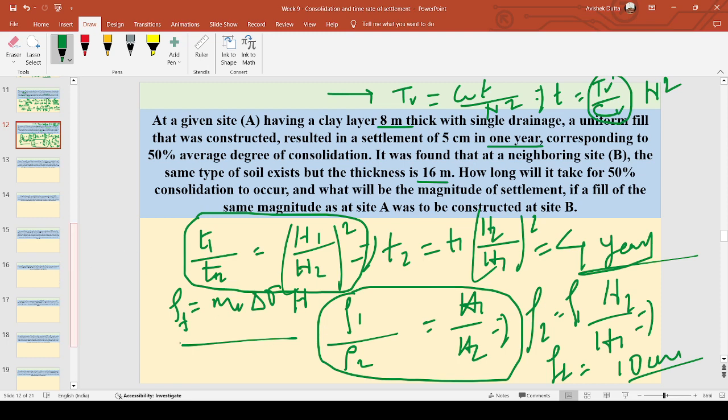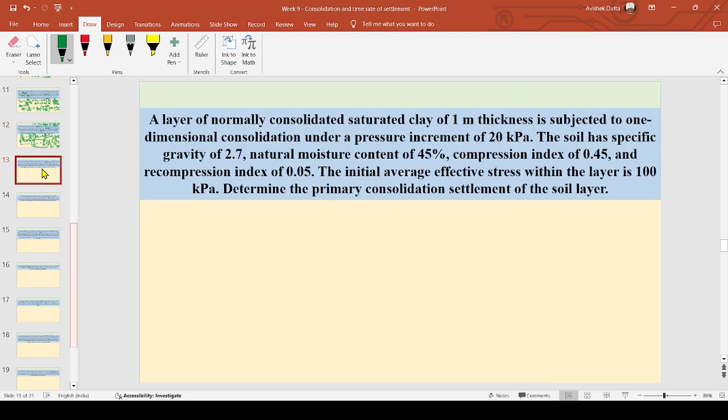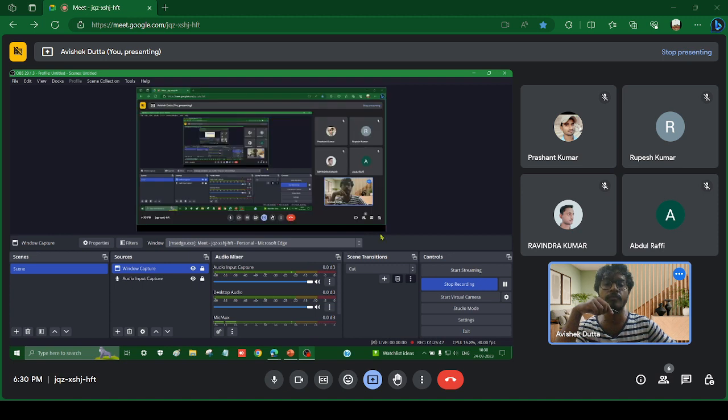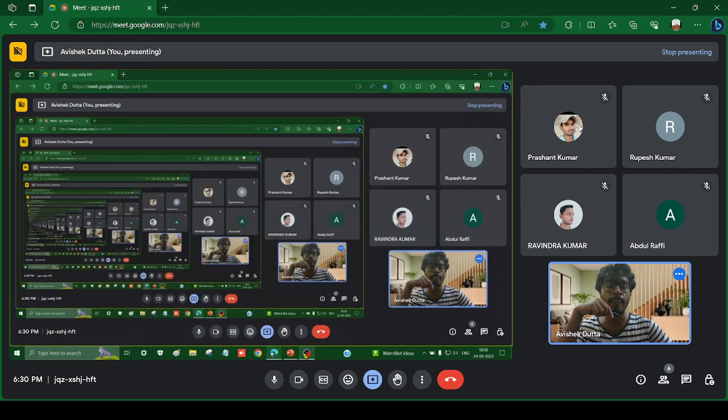Next question. Okay, anyone have solved this question? Has anyone solved the question? Prashant, Rupesh, Ravindra, Abdul.